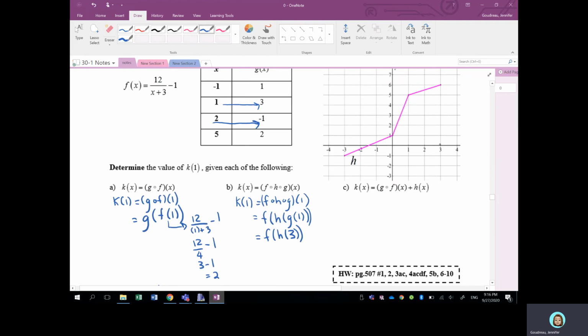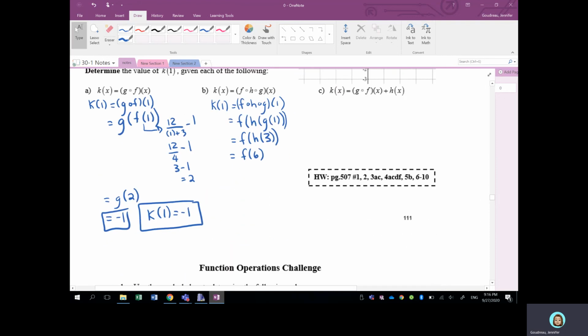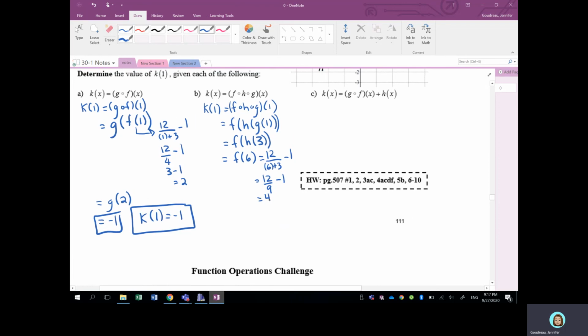H at 3, let's look at the graph going straight up. H at 3 is 6. So now we are at f at 6. And f at 6, we're going to plug into the function. That is going to be 12 over 6 plus 3 minus 1, which is 12 over 9 minus 1. So 12 over 9 would be 4 over 3, minus 1, which gives us 1/3. So K at 1 would be 1/3.